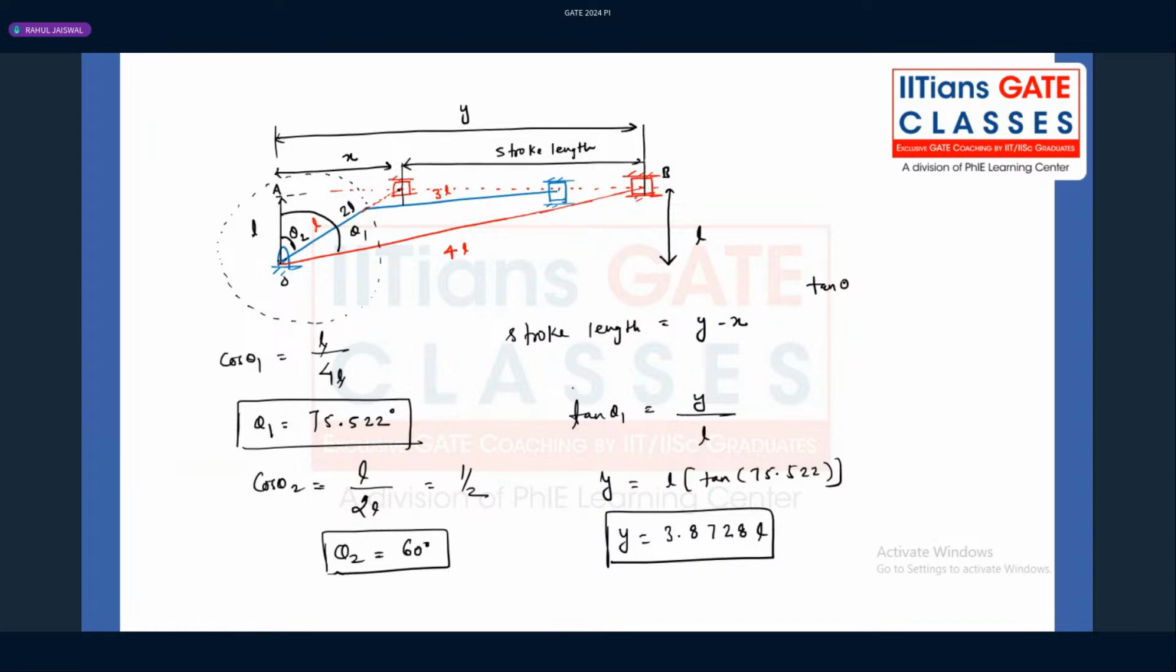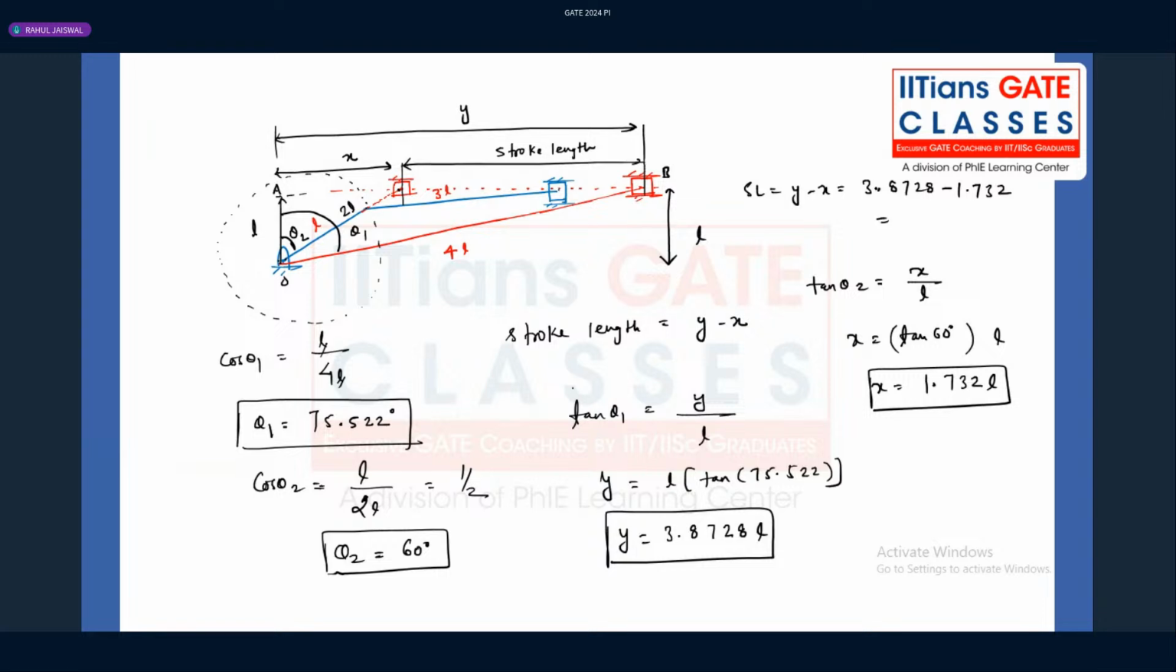What is the x value? Tan 60 is x over L. X is what? Tan 60 into L. What is tan 60, guys? 1.732 L. Now, what is the stroke length? The stroke length will be y minus x, which is nothing but 3.8728 minus 1.732, which you can calculate as 2.1408 into L.